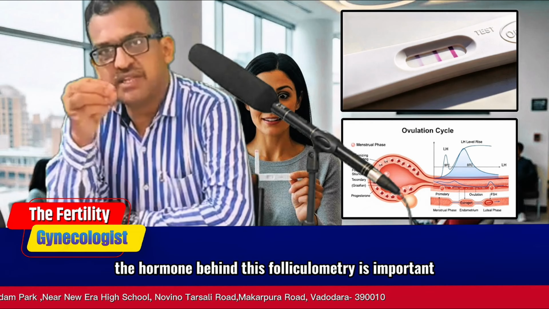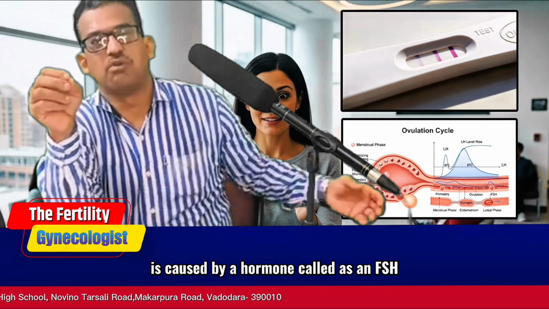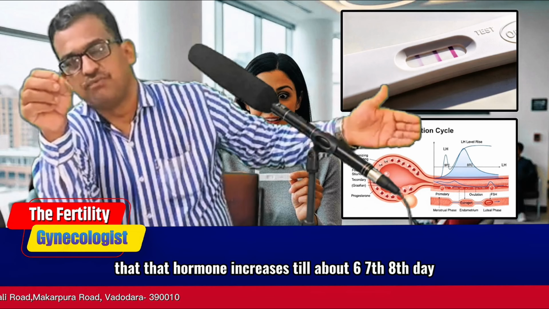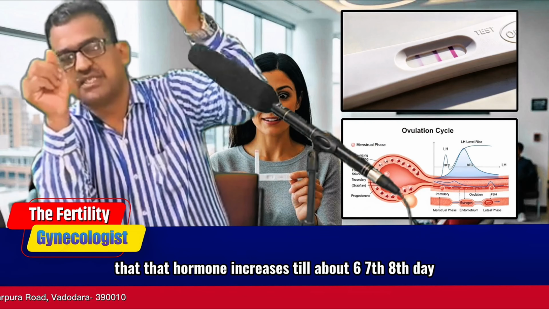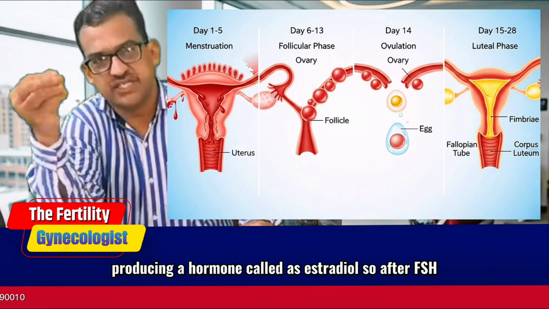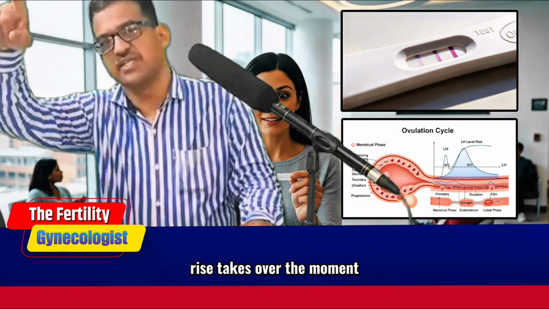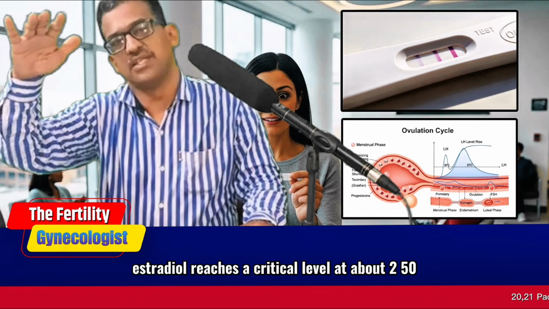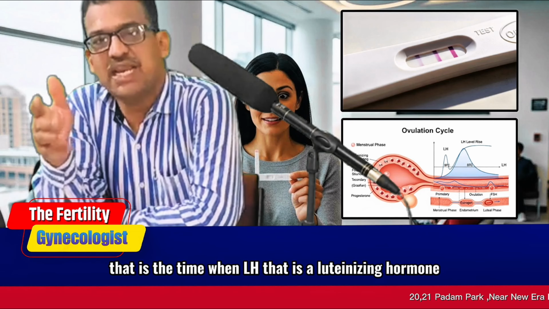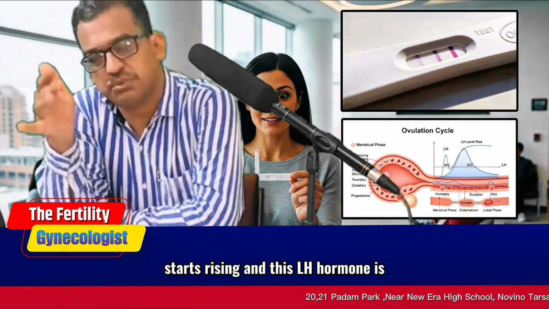The hormones behind this folliculometry are important. The initial growth of the follicle is caused by a hormone called FSH, that is follicle stimulating hormone. That hormone increases till about the 6th, 7th, 8th day. The moment the follicle starts forming, it starts producing a hormone called estradiol. So after the FSH rise, it comes down at about the 7th, 8th day, and then the estradiol rise takes over. The moment estradiol reaches a critical level at about 250 picogram per ml per follicle, that is the time when LH, that is luteinizing hormone, starts rising. And this LH hormone is responsible for ovulation.